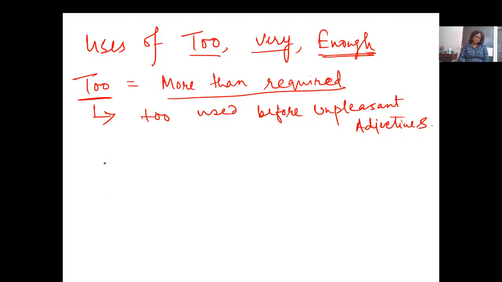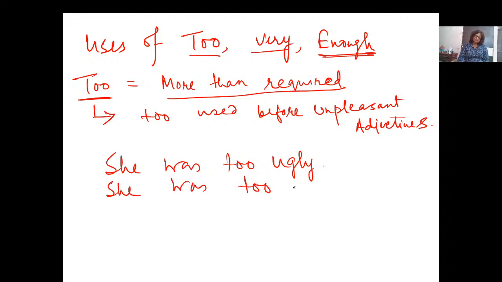If I write, "She was too ugly. She was too beautiful." If you get these two sentences, which will be the correct sentence if I ask? Which will be the correct sentence? So you have to remember that.